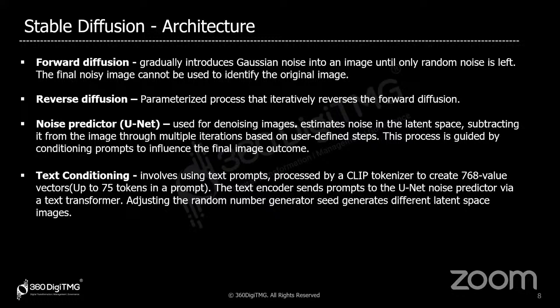The text encoder will then send the prompt to the UNet noise predictor, like a text transformer. A text transformer has an encoder-decoder architecture, right? So it will send it through the transformer architecture, which will adjust the random number generators, which will generate different latent space images.